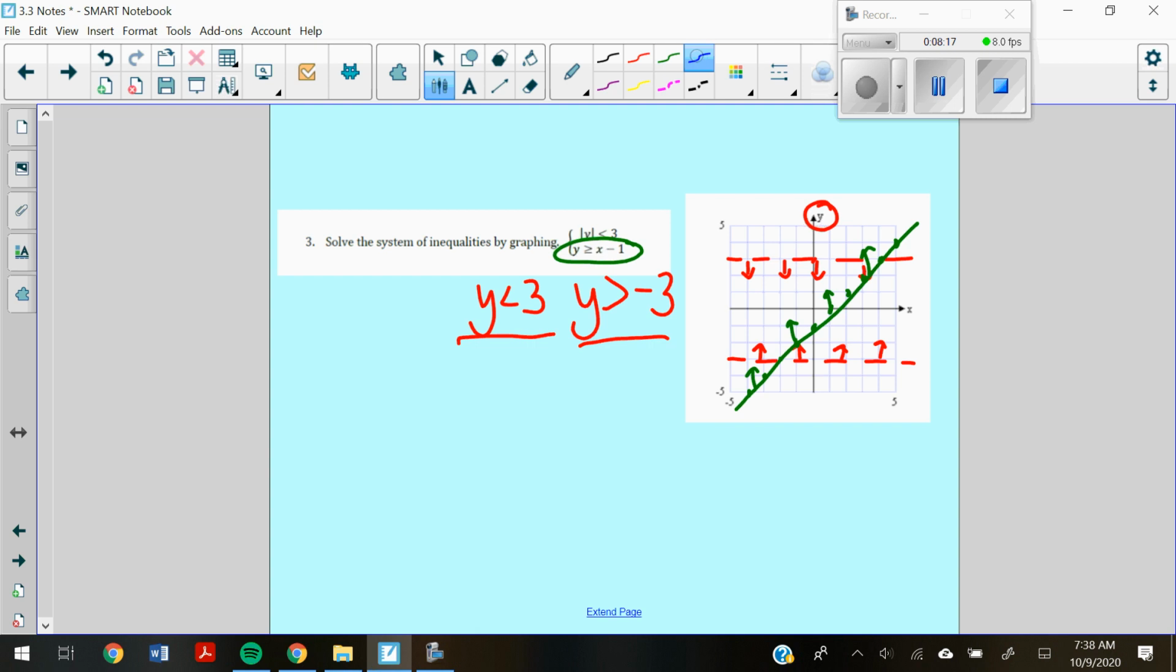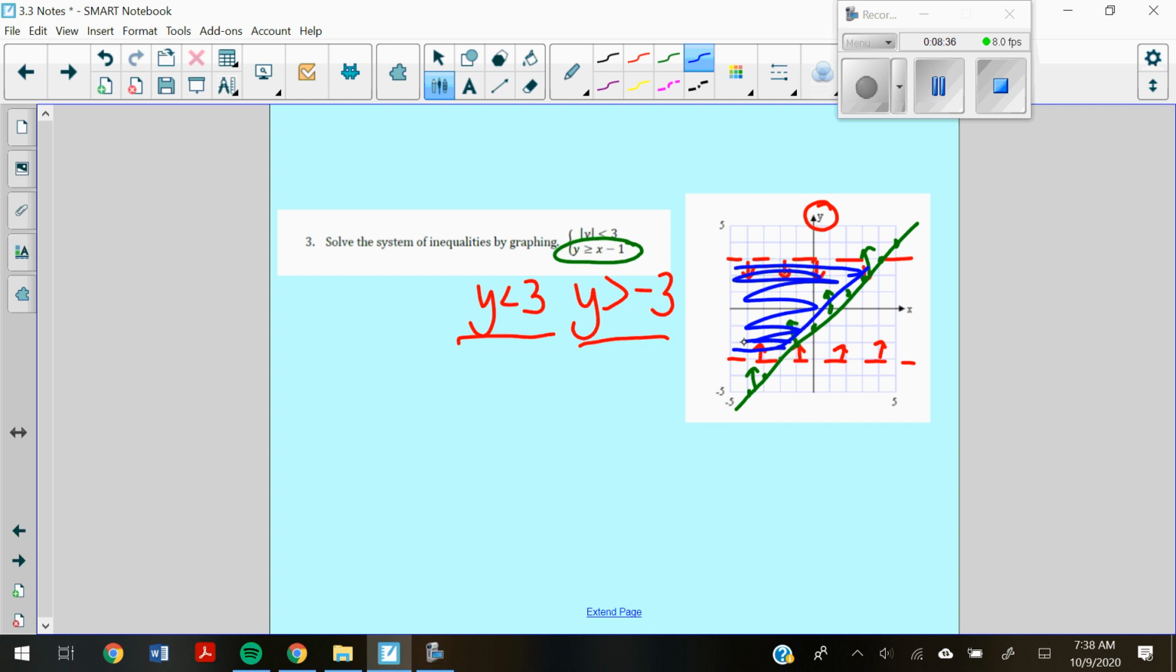So now I want to look, where do all my arrows point? That's my shaded area. So I can see I'm going to go below here, above here, and above here. So this section here is my solution. So the new thing for us was just keeping in mind that absolute value can be put in there.